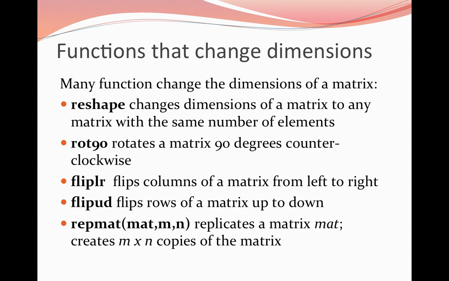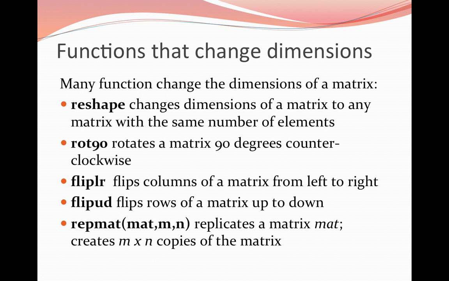There are many functions that change the dimensions of a matrix. Reshape will take a matrix and reshape it into any other format that has the same number of elements as the original matrix. So for example, if I had a 3 by 4 matrix, I could reshape that as a 4 by 3 matrix or a 1 by 12 matrix, which is a vector, etc. So anything that has the same number of elements. Rot90 will rotate a matrix 90 degrees counterclockwise. Fliplr will flip the columns of a matrix from left to right. Flipud will flip the rows of a matrix up to down.